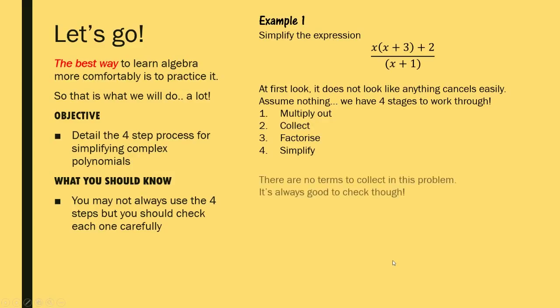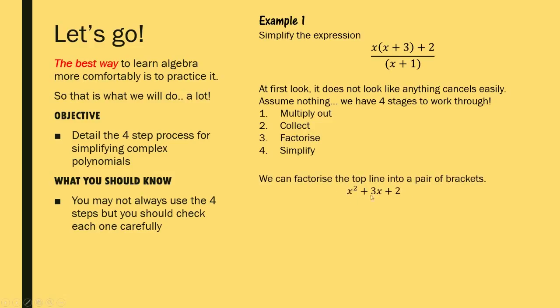Okay. Collect. There are no terms to collect in this problem, but it's always good to check. It should be part of your thought process. Same way, this isn't a very strict 4-step. These are the 4 things you should check. As you do more of these examples, it'll become second nature. You'll not think of it as a 4-step process. You'll just get into a way of multiplying out and playing with the algebra, so that you'll feel more comfortable in trying things and undoing them by factorizing, etc.